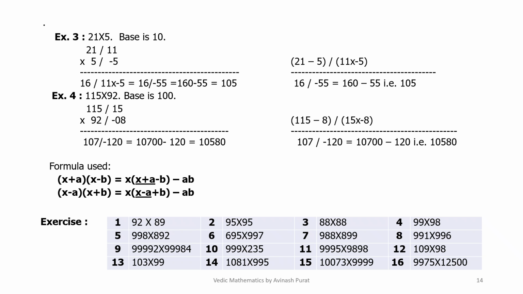9995 multiplied by 9898, 12th is 109 multiplied by 98, 13th is 103 multiplied by 99, 14th is 1081 into 995, 15th 10073 multiplied by 9999, 16th is 9975 multiplied by 12,500.